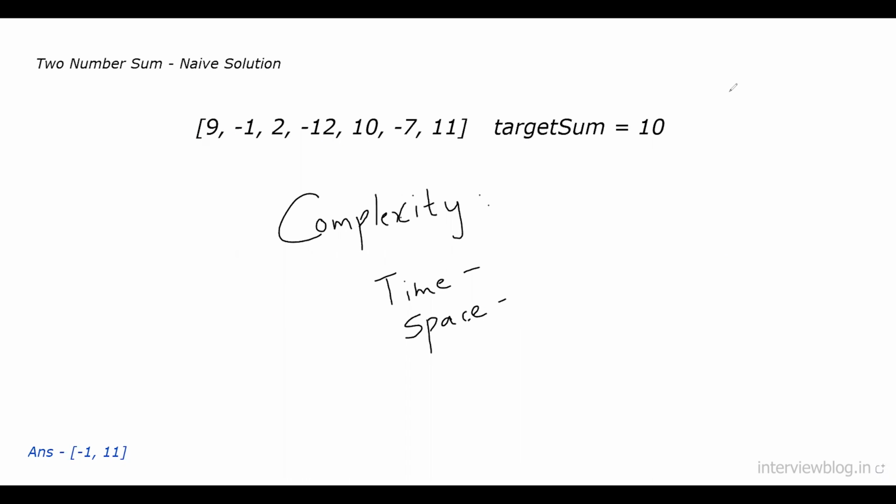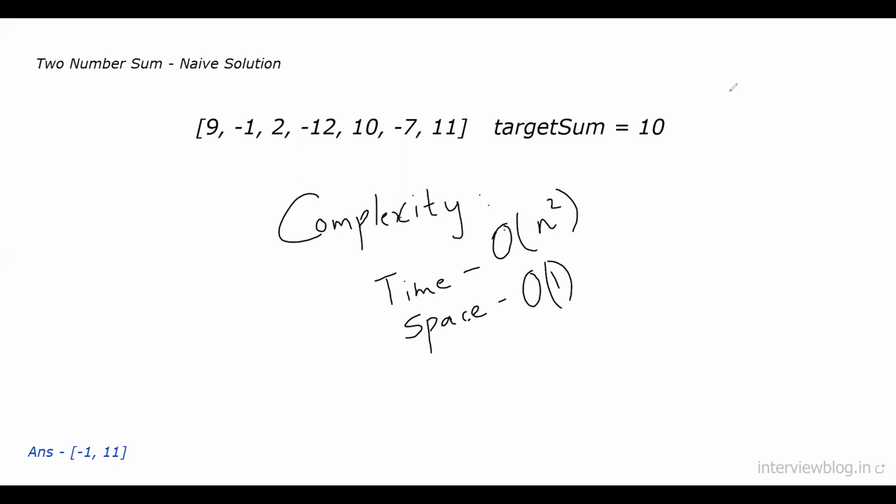So the time complexity of our naive solution tends to be big O of n square, where n is the number of elements in the given input array. This is because we are using 2 for loops, and the space complexity of our solution tends to be constant since we are not using any extra space.